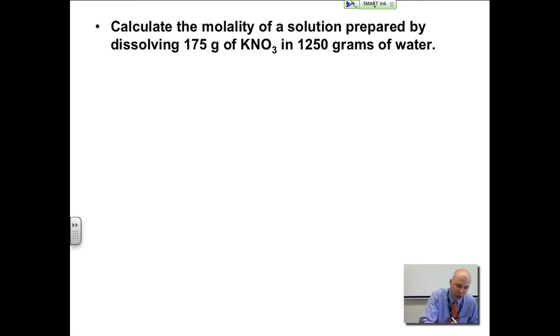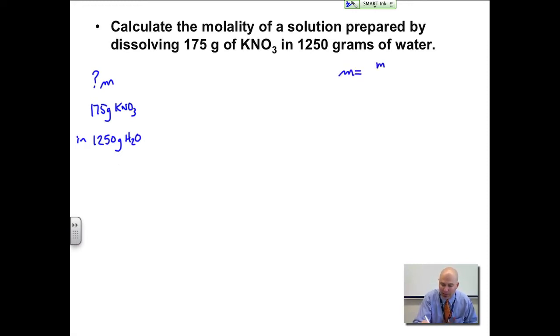Calculate the molality. So you should say to yourself, calculate the molality of a solution prepared by dissolving 175 grams of KNO3 in 1,250 grams of water. I like to write my formula. Molality is moles of your solute per kilogram of solvent. All right? Well, this one is my solute because it's going into this one. This is my solvent. Got to know which one's which.